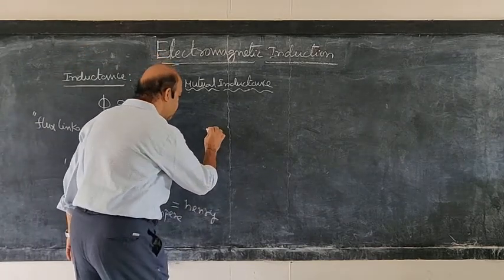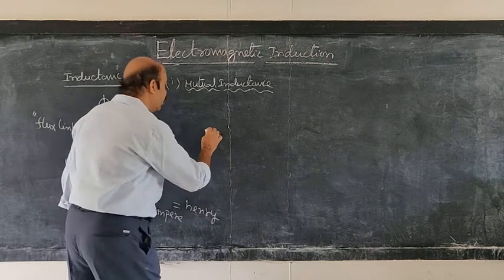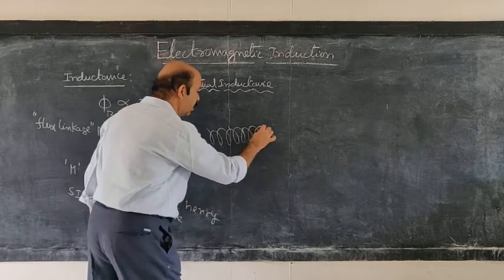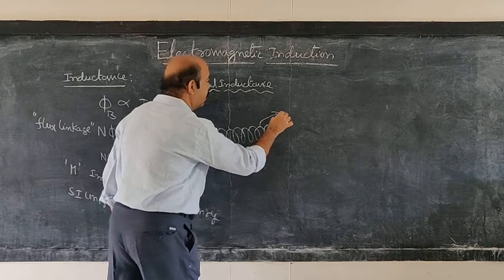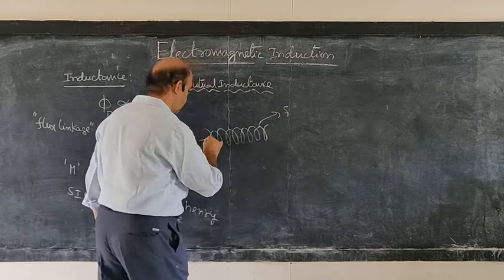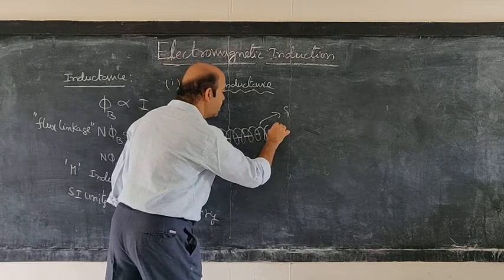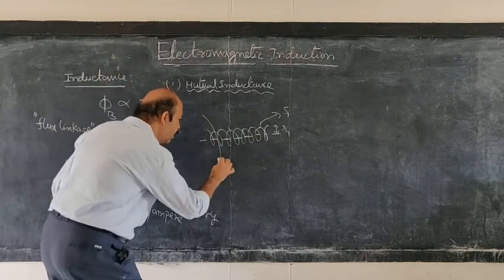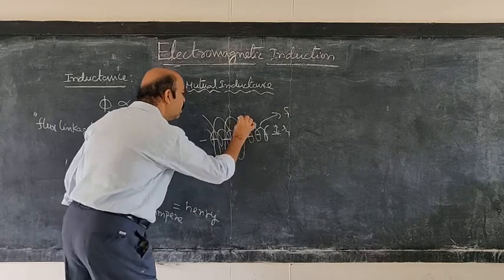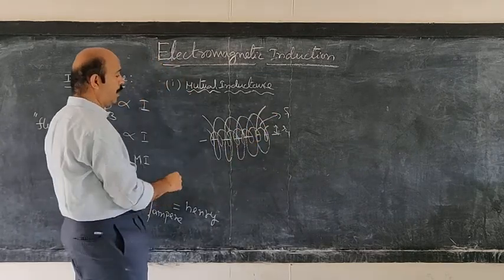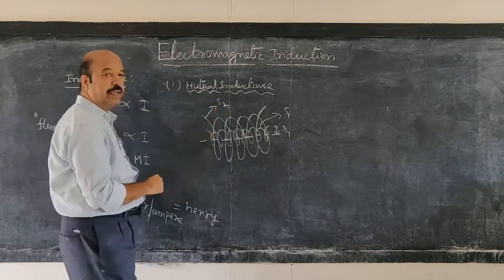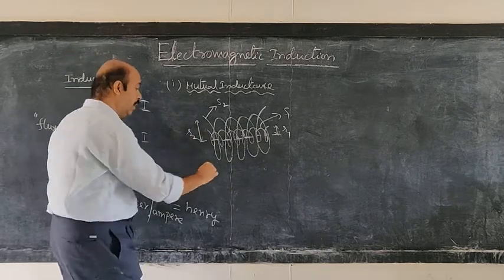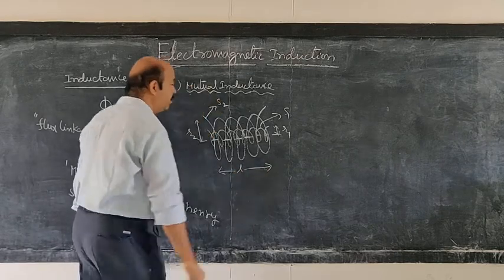Consider two coils like this, very long solenoids wound one over the other. Let us suppose this is a coil, say S1, and let us take the radius of this coil as R1. Now, over this, suppose another coil is wound. So, this is another coil, call this solenoid S2, and let the radius of this be R2. Let L be the length of the coils.